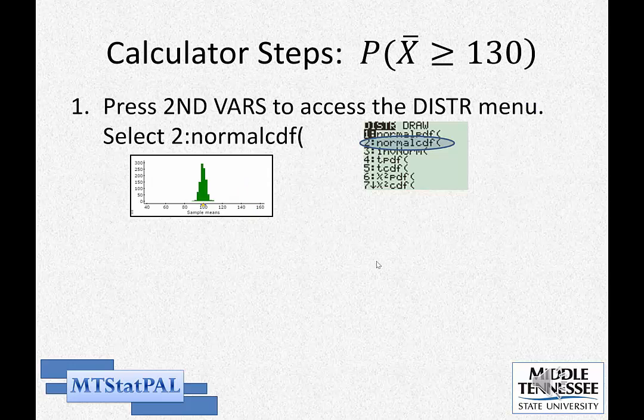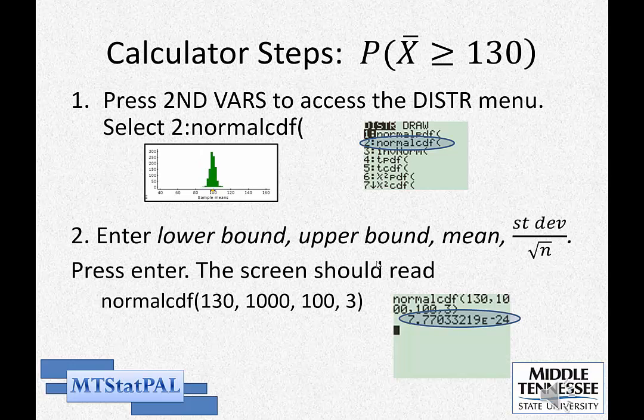We can do this on the calculator to find the exact answer. We use the normal CDF command since the distribution of x bar is normal. The lower bound is still 130, the upper bound still infinity. The mean is 100, but we need to be sure to change the standard deviation to the original standard deviation divided by the square root of n, which we saw was 3.